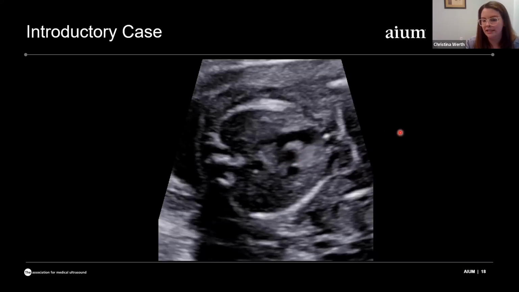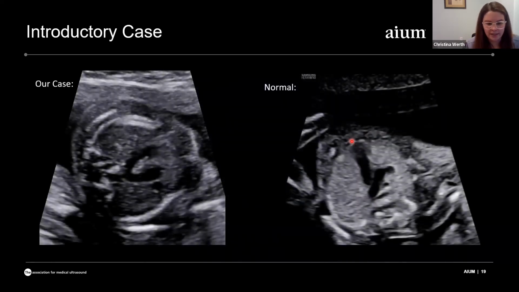And we can start to get a sense of the number of vessels that we're seeing in the 3-vessel view, which we're seeing the normal 3, and sort of the orientation and the relationship between them. So we see a pulmonary artery that's the largest, an aorta that's slightly smaller than the pulmonary artery, and then we see the SVC that's the smallest of the 3.